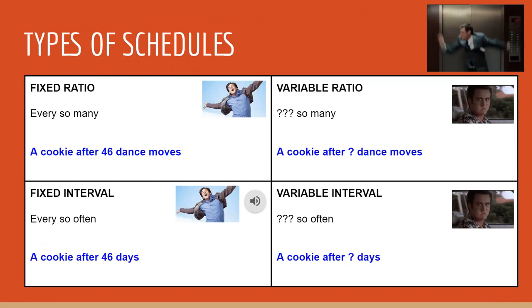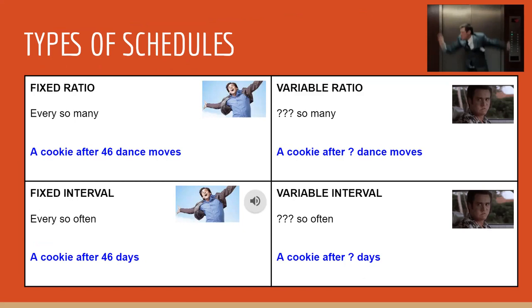What about variable interval? That's so often. He gets a cookie after some random amount of days. All right. He'll get one in 9 days, in 14 days, in 7 days, in 2 days, all over the place. That's not good either. So basically what we know from research is that variable is not as effective. Fixed is the most effective.